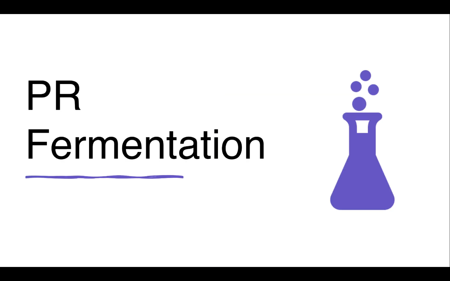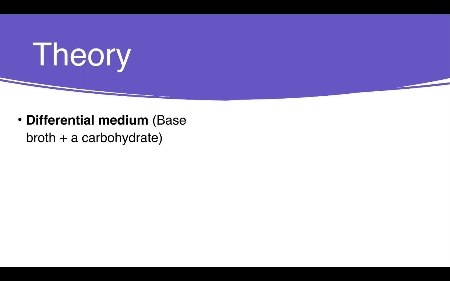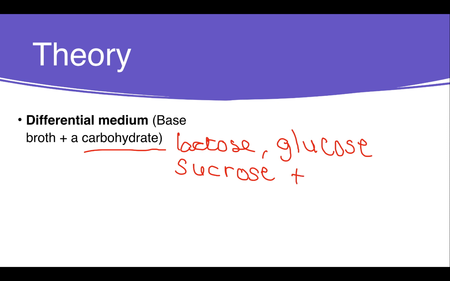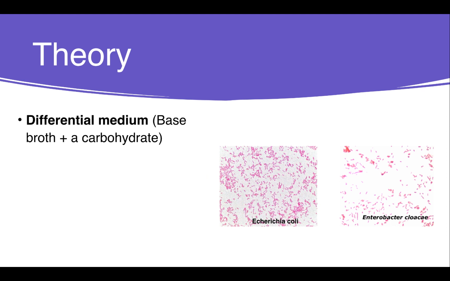Let's start with PR fermentation. This is a differential medium that contains a base broth and a carbohydrate. The carbohydrates are different. In our lab, we have lactose, glucose, sucrose, and mannitol. These are all sugars, and a single carbohydrate is added to it. In the end, you end up with a broth that you would call PR lactose, PR glucose, PR sucrose, or PR mannitol.